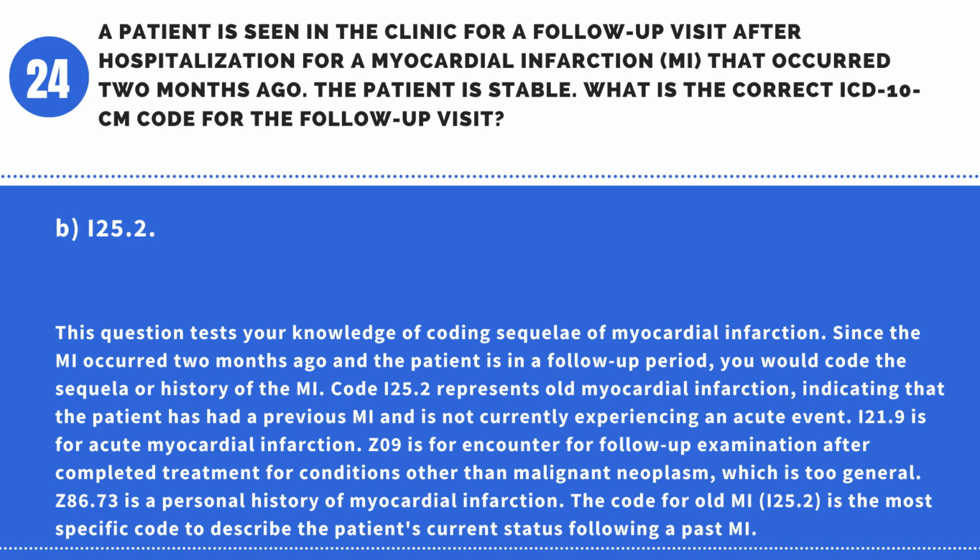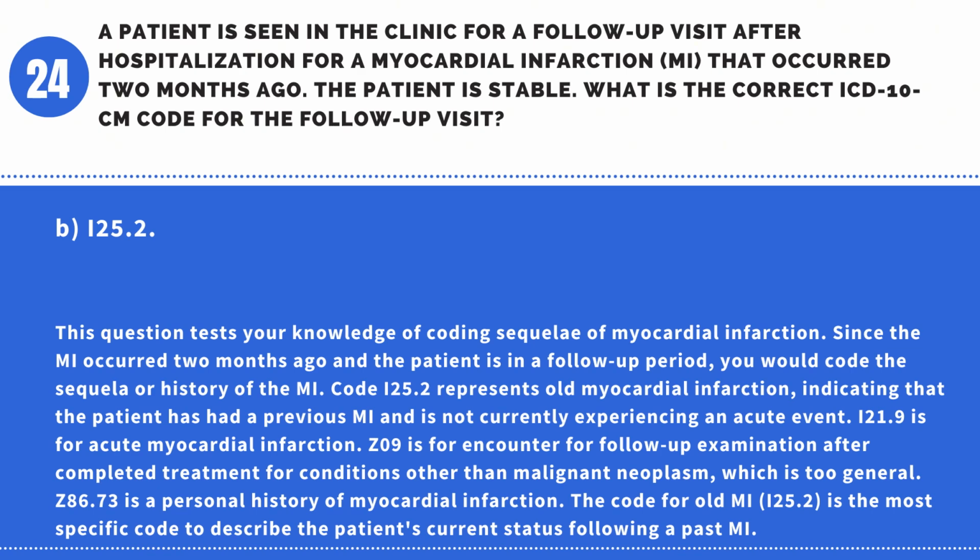I21.9 is for acute myocardial infarction. Z09 is for encounter for follow-up examination after completed treatment for conditions other than malignant neoplasm, which is too general. Z86.73 is a personal history of myocardial infarction. The code for old MI, I25.2, is the most specific code to describe the patient's current status following a past MI.